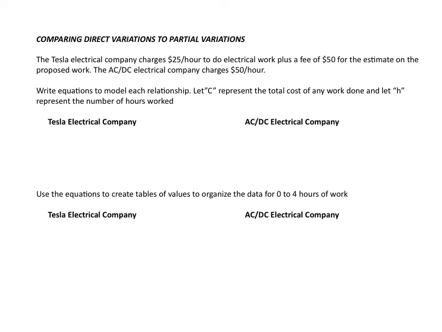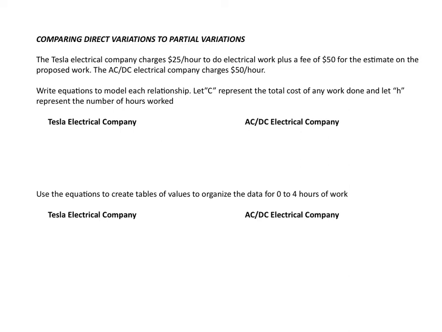So the first thing we need to do is write equations to model each relationship for each of the different companies. And they've picked letters for us. They want us to use C to represent the total cost for any work done, and let lowercase h represent the number of hours worked. So we're going to just take apart all of the information given to us in the question, and we're going to translate that into equations.